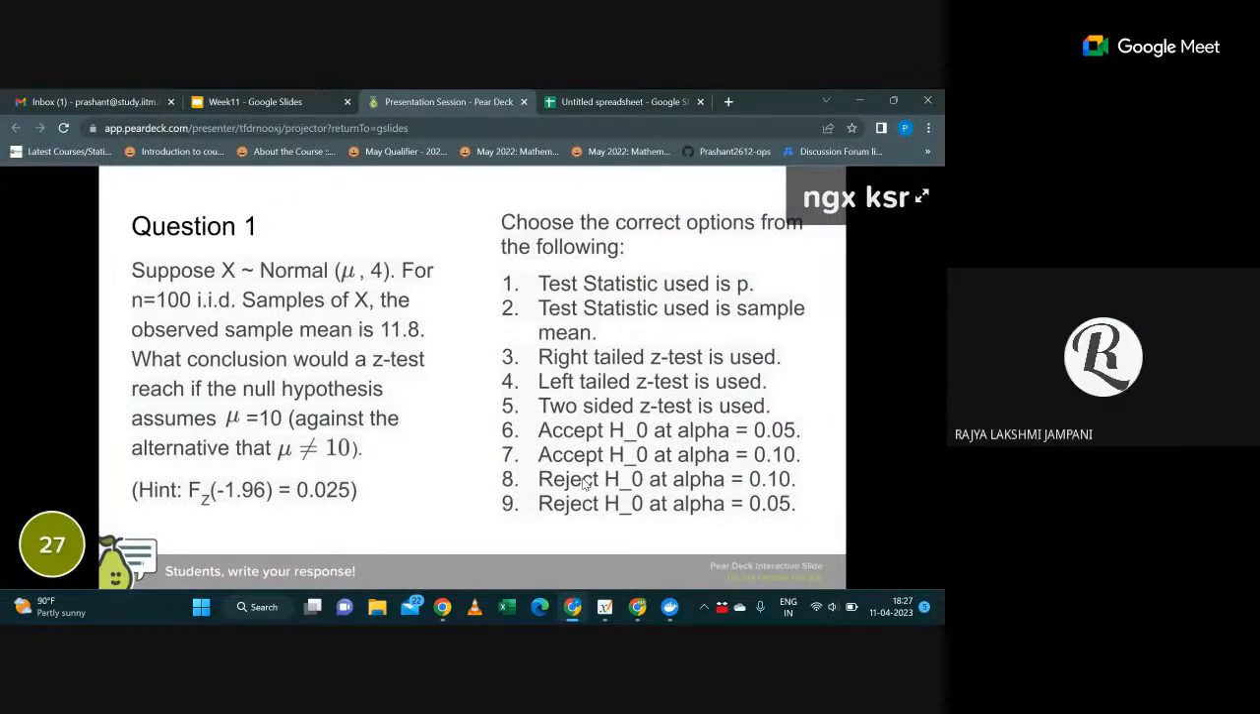Sir, to calculate with the significance level of 0.05, the given value is sufficient, like FZ inverse of 0.025. But to calculate with 0.1, we would be needing FZ inverse of 0.05. Okay, so based on the 5%, you can do it for the 10% also, right?